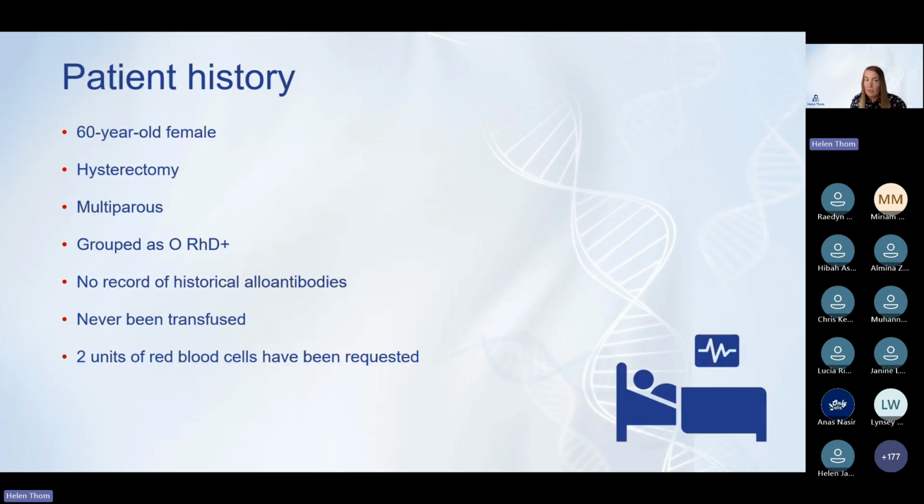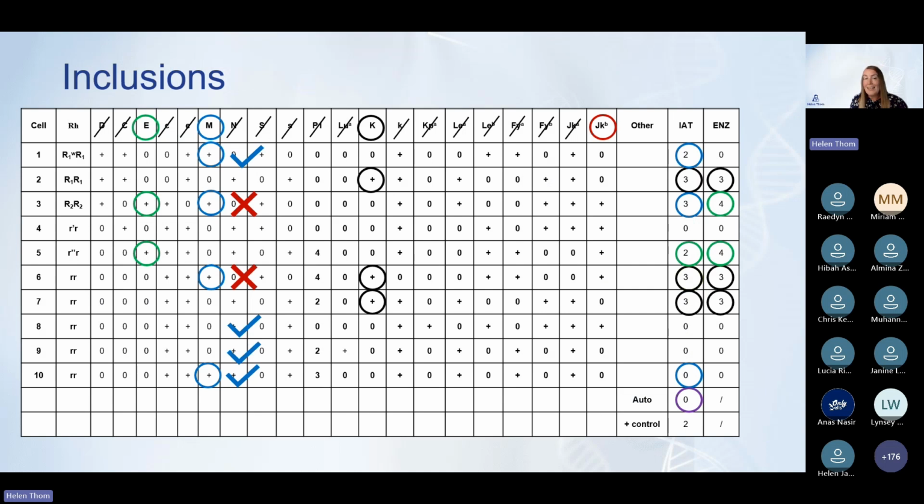So for this patient, we've got a 60-year-old female. They've come in for a hysterectomy. They've had multiple pregnancies. They're grouped as O POS. They've got no record of historical antibodies. The patient has never been transfused, so probably just made these antibodies during pregnancy. And 2 units of red cells have been requested. So when we're looking at our inclusions now, we need to see if there's 2 positive examples and 2 negative examples of each.